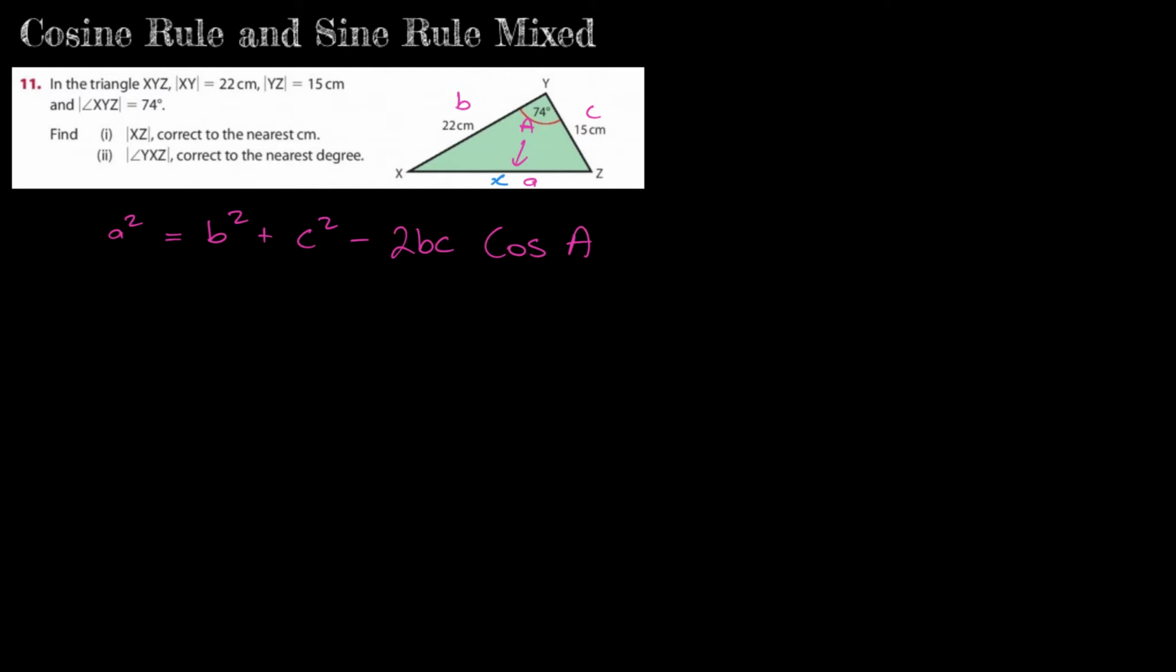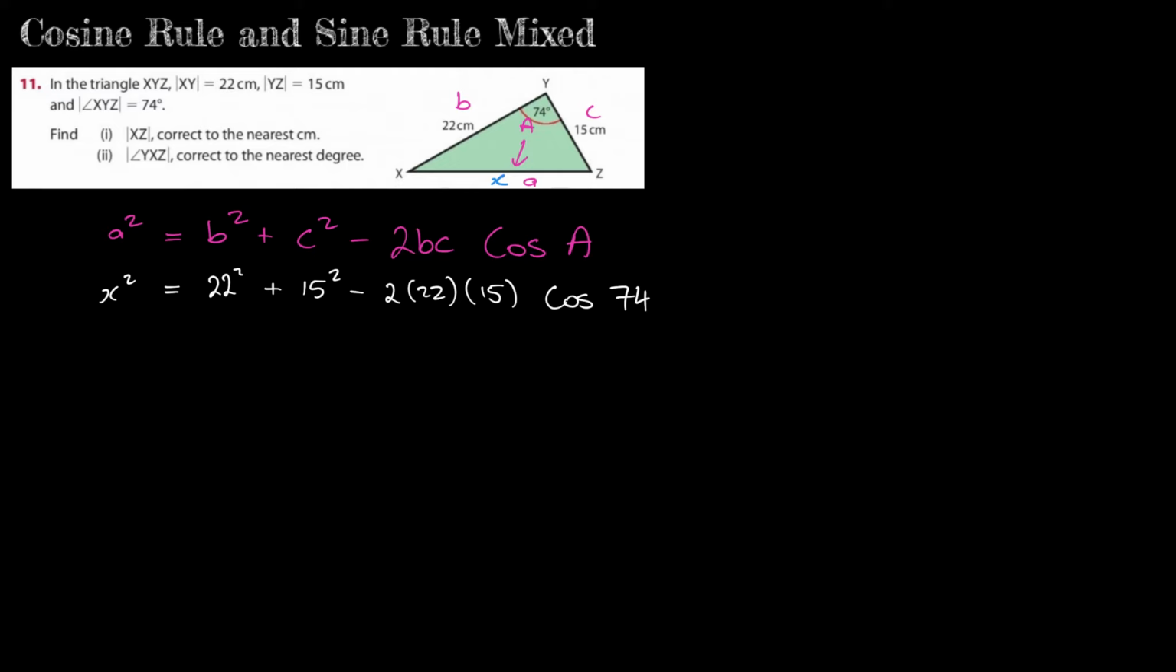The next step is just to fill in what you have. Instead of a squared, I'm going to say x squared is equal to, instead of b, I'm going to put in 22 squared, plus, instead of c, 15 squared, minus 2 times b, which is 22, times c, which is 15, times cos of A, which in this case is 74. So you just need to double check that: b was equal to 22, c was equal to 15, and cos of the angle, which in this case was 74.